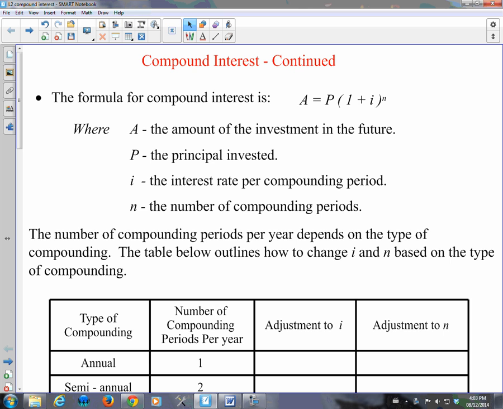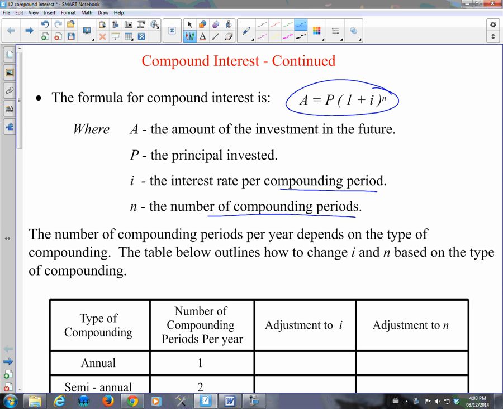So the formula we looked at then, the formula for compound interest, is A equals P(1 plus i) to the exponent n, where A is the amount of the investment in the future, P is the principal, i is the interest rate per compounding period, and n is the number of compounding periods.